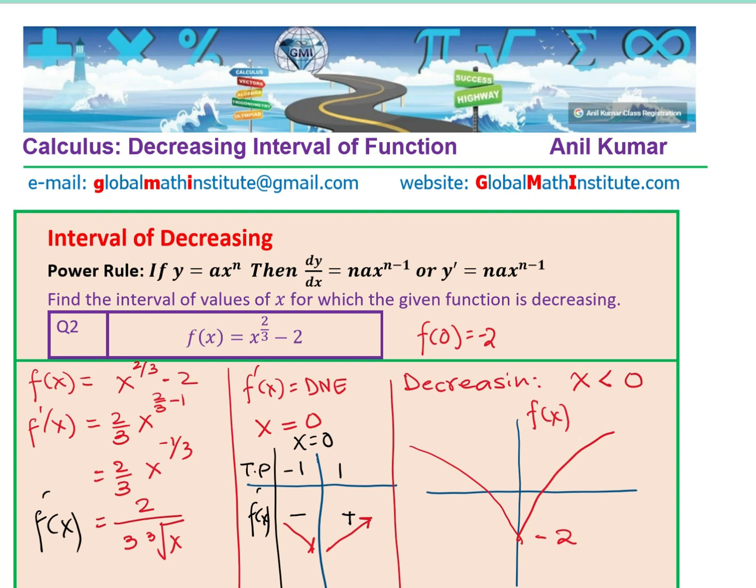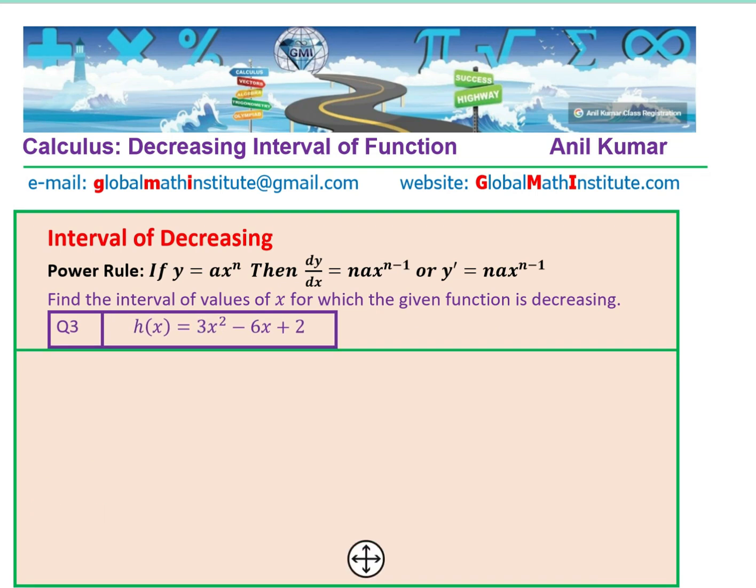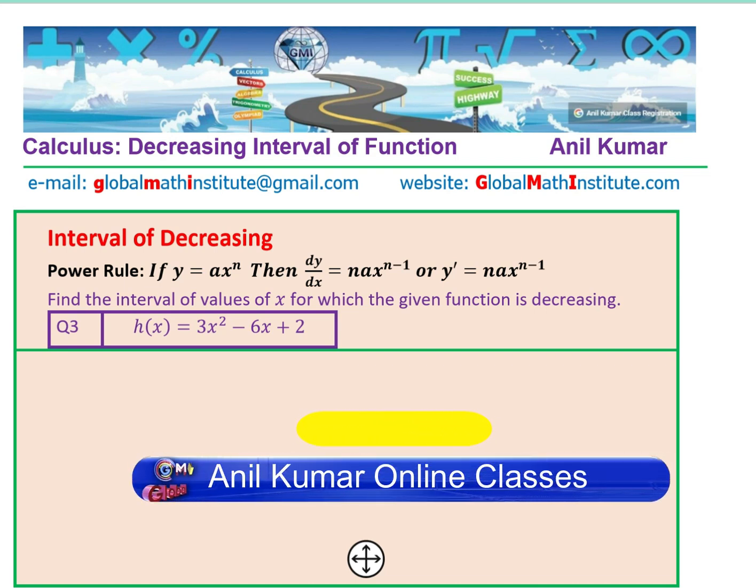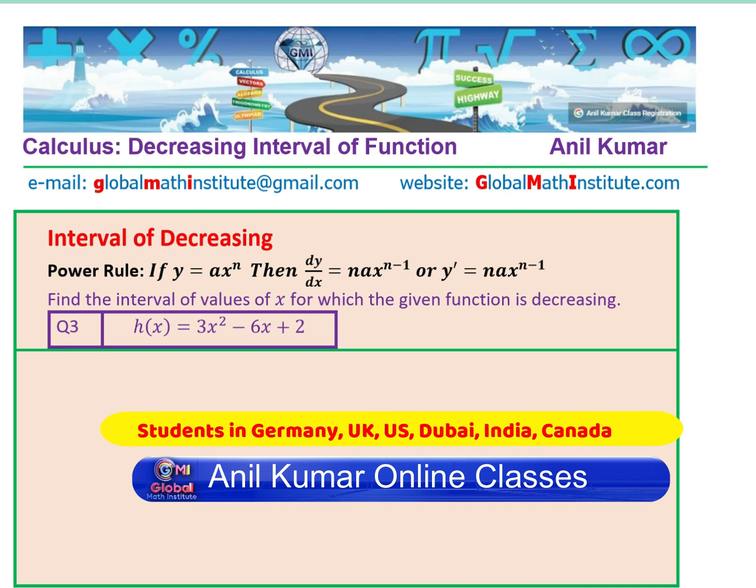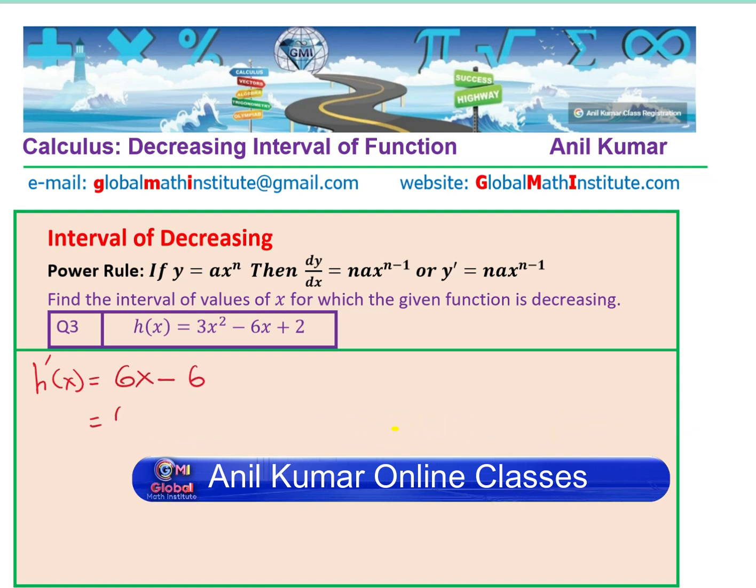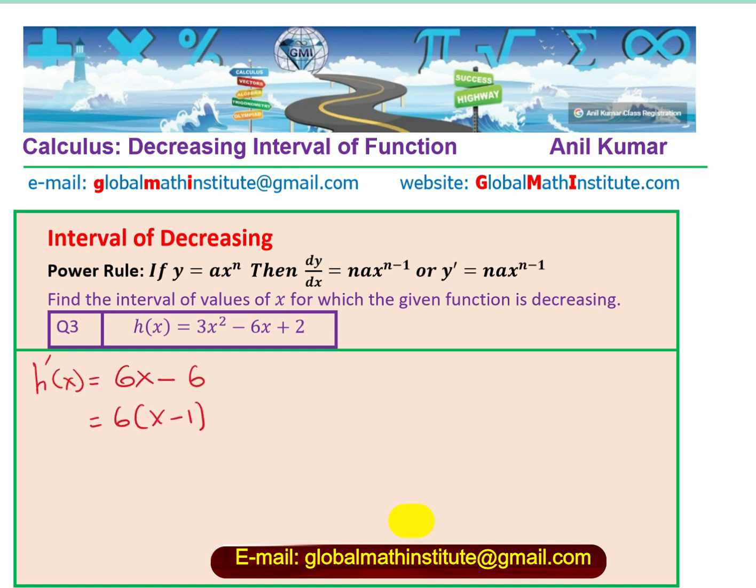Let's move on and take the next question, which is question number 3. Now we are given h of x as 3x squared minus 6x plus 2. Find the derivative of this function. So the derivative here is 6x minus 6. You could factor 6, getting x minus 1, and clearly we have h prime of x equals 0 at x equals 1. So we have a critical number, x equals 1.